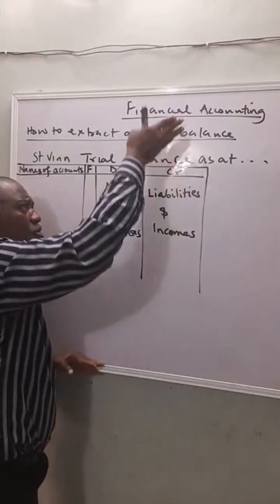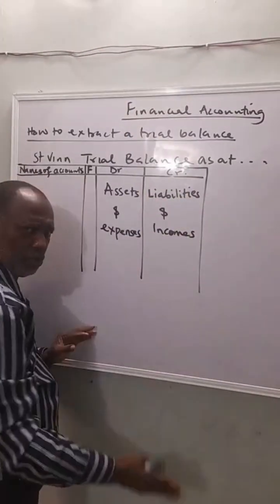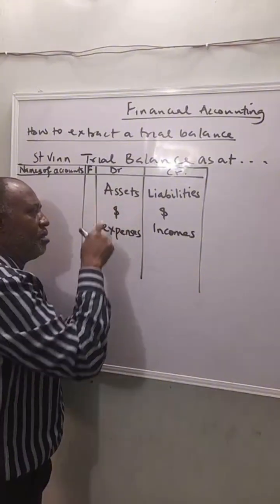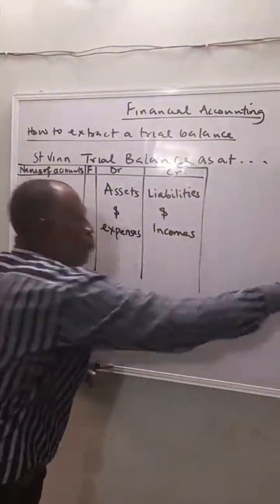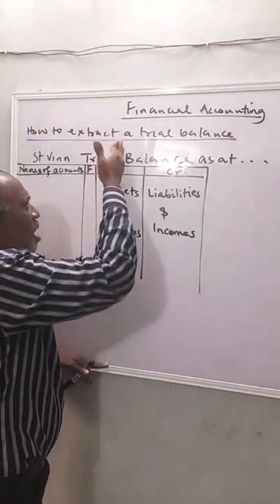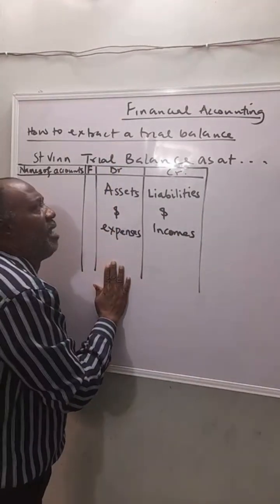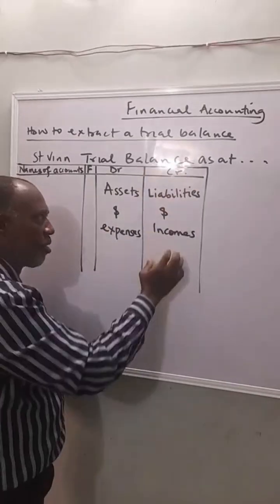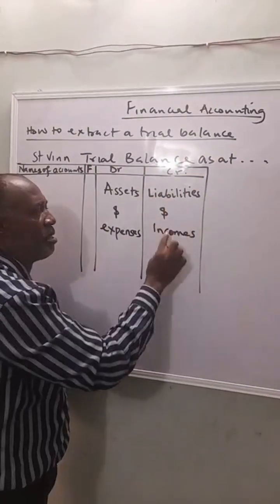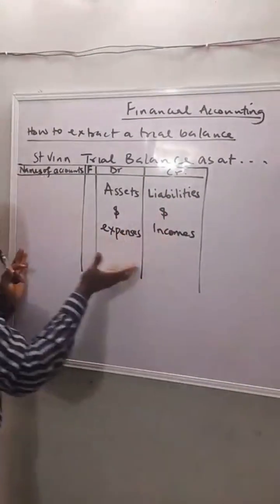When they give you a question, they will give you a list of transactions made up of assets, expenses, liabilities, income. You are to choose from this list of transactions and fill them in on the debit side if they are assets and expenses. Fill them on the credit side if they are liabilities and what? Income. But there are exceptions to all this.